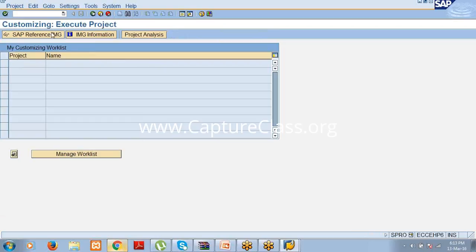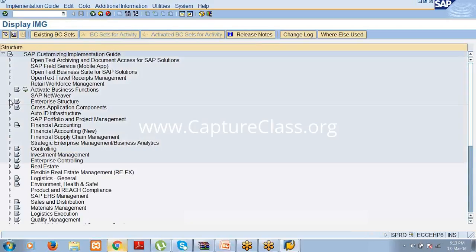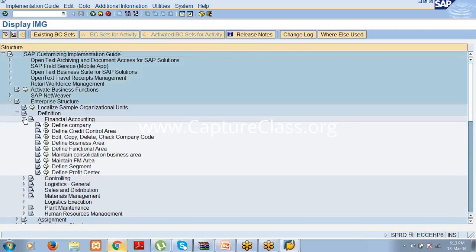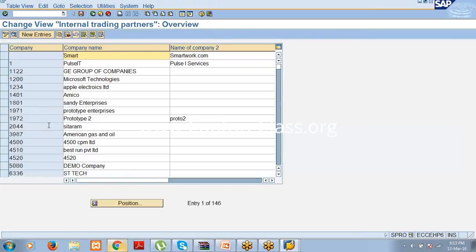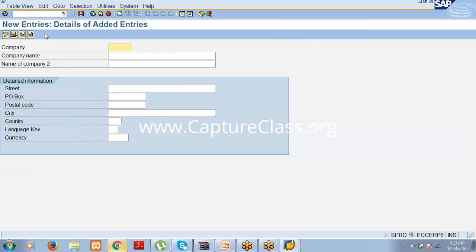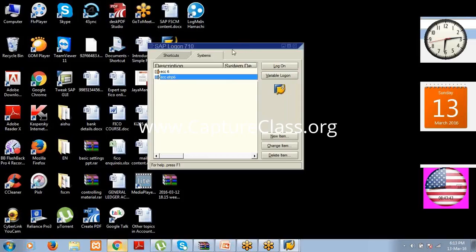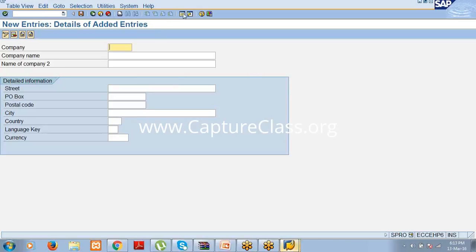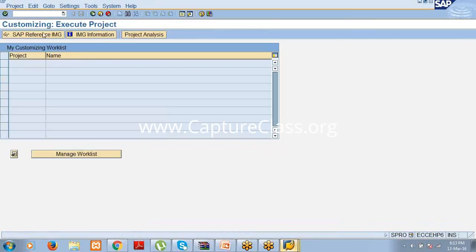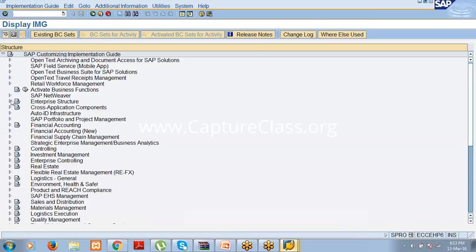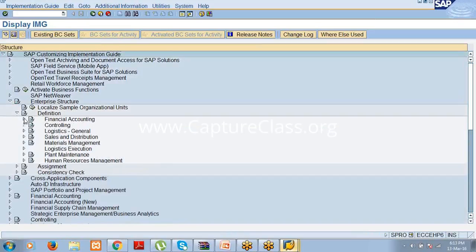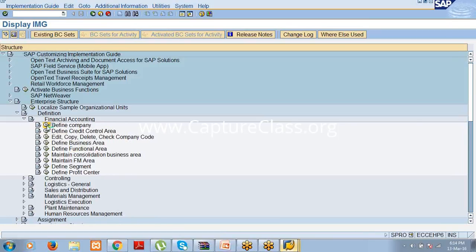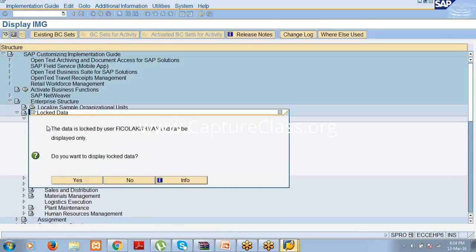For example, I am trying to create the company. I have opened this screen like this. Then again I am trying to access the same screen. See, this is the message which you may get.